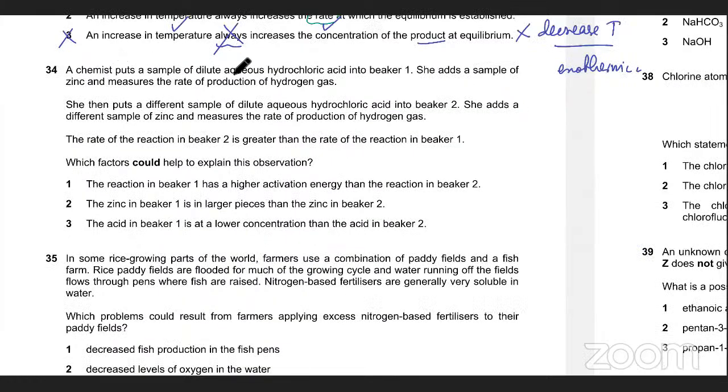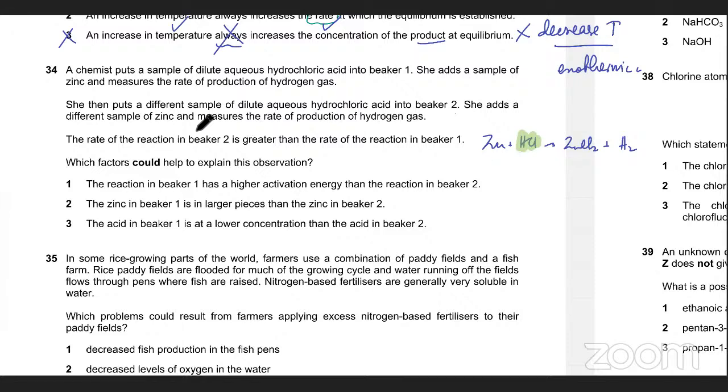So next one, 34. A chemist puts a sample of dilute hydrochloric acid into beaker 1. She adds a sample of zinc and measures the rate of the reaction. So it's zinc with hydrochloric acid, which would produce zinc chloride plus H2. She then puts a different sample of dilute hydrochloric acid into beaker 2. So the only variable I think in this case is HCl. She's using a different sample. So two samples, two separate experiments, beaker 1, beaker 2. And she adds a different sample of zinc as well and measures the rate of production of hydrogen gas.